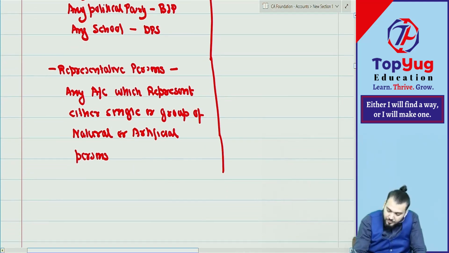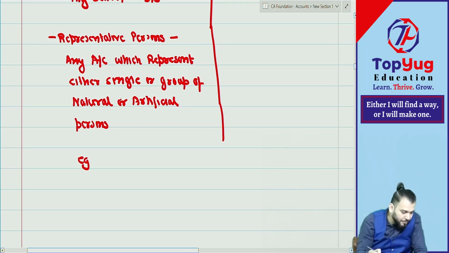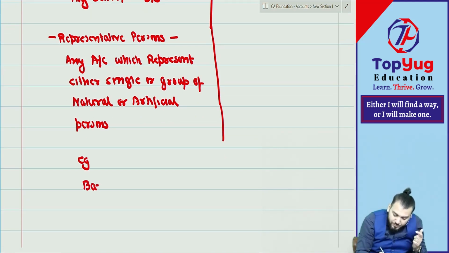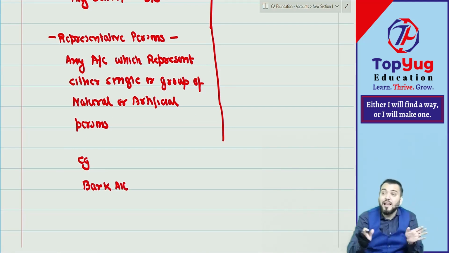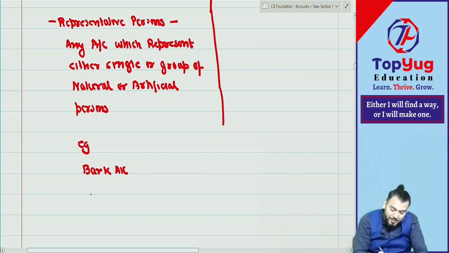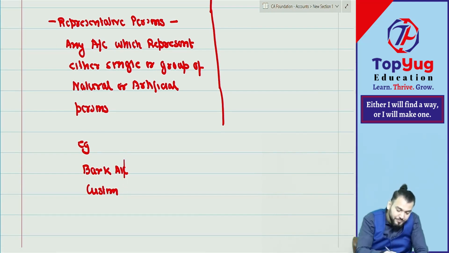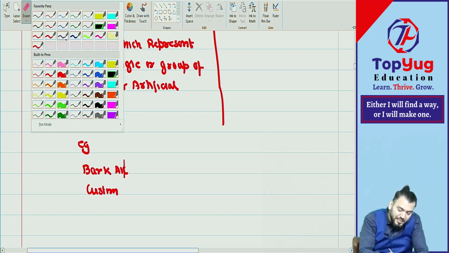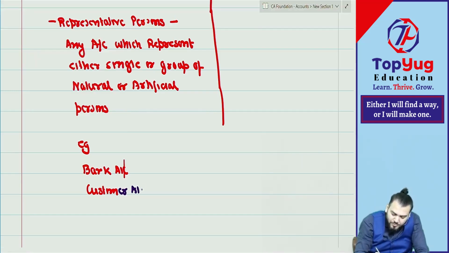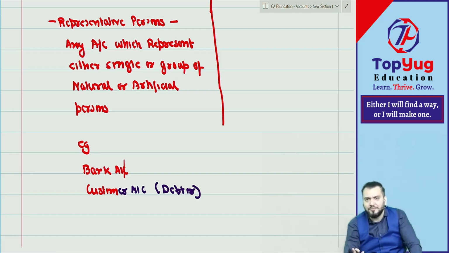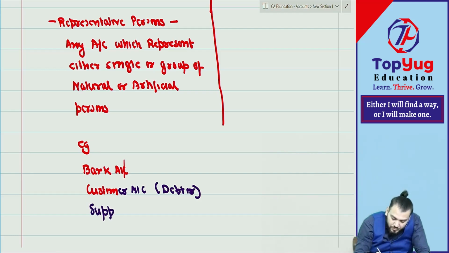For example, we can open a bank account. The bank account represents all banks. We can open a customer account. The customer account represents all customers. Means instead of opening individual name accounts, we can open a customer account. These customers are also known as debtors. We'll discuss later why they are known as debtors. Similarly, we can open a supplier account, and these suppliers are known as creditors. Understood?